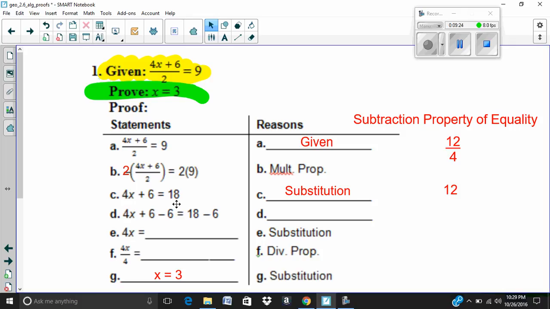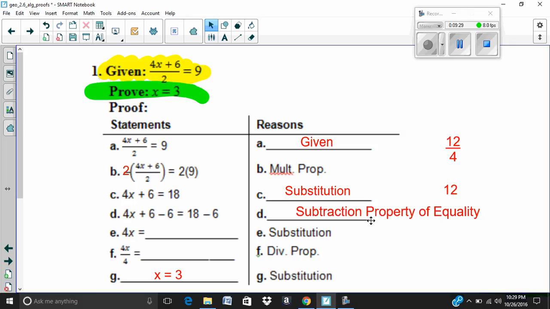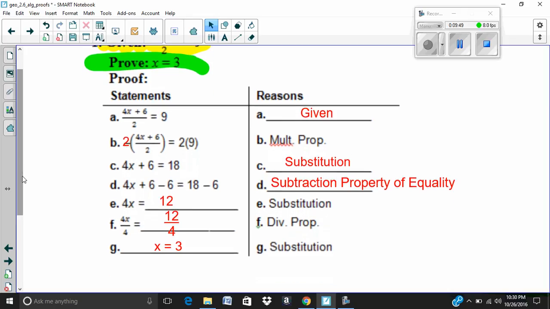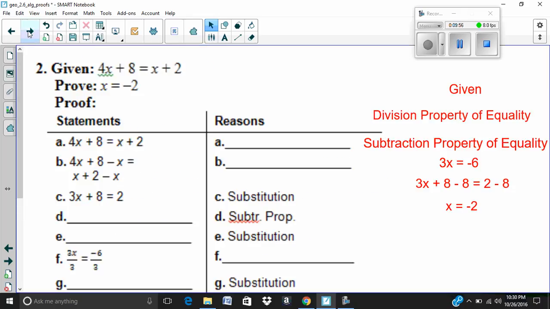In statement D, we can see that we continue to solve the equation by subtracting 6 from both sides. And that's our subtraction property of equality. Again, we're looking to simplify and replace. 18 minus 6 is 12. F says we're going to divide, and so that's where our 12 divided by 4 comes into play. And so hopefully you were able to put those pieces in place and come up with the correct proof for that example.